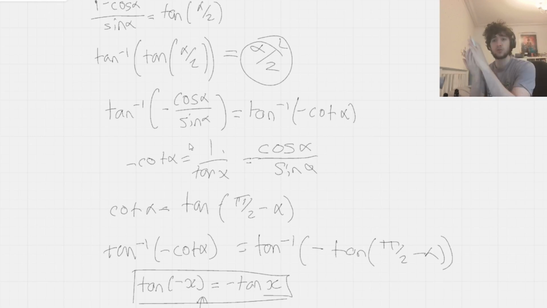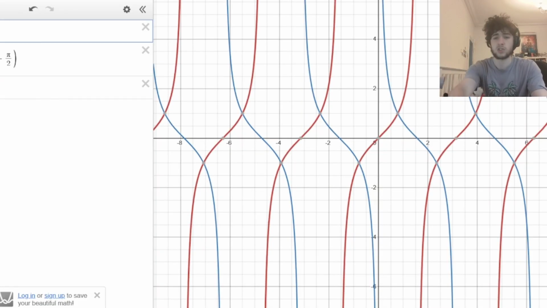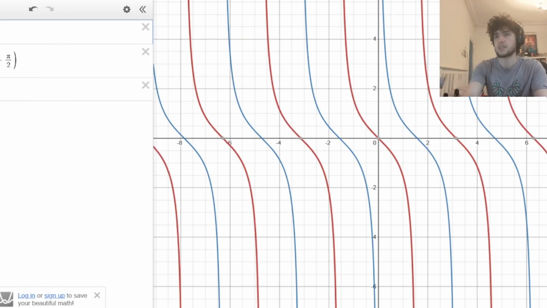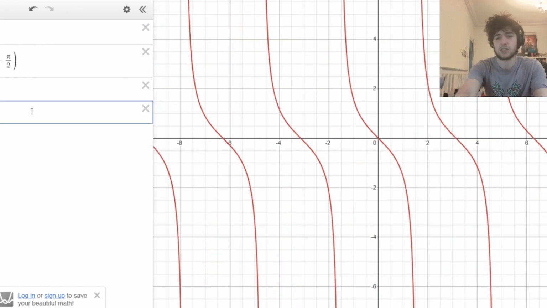In other words, when you reflect tan x in the y-axis, it's the same as if you reflected it in the x-axis. So let's just have a look at this. Obviously, tan of minus x we already saw before. I want to do tan of minus x, and you can see minus tan x here. Effectively, it's the exact same.